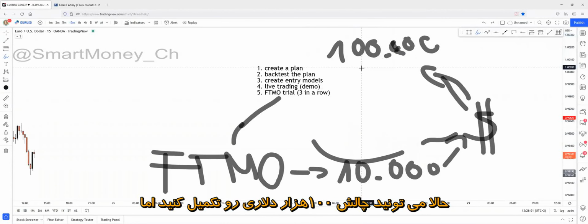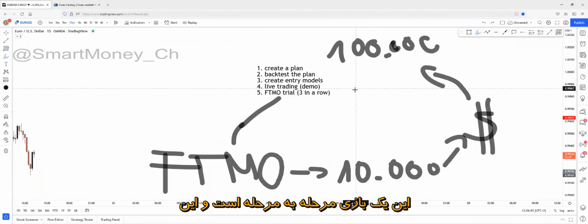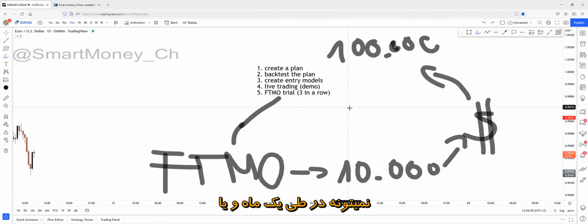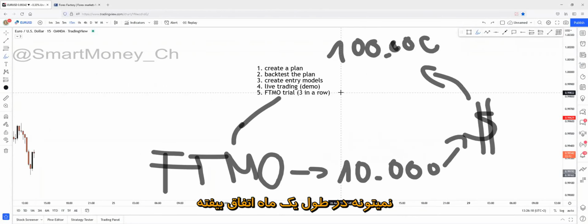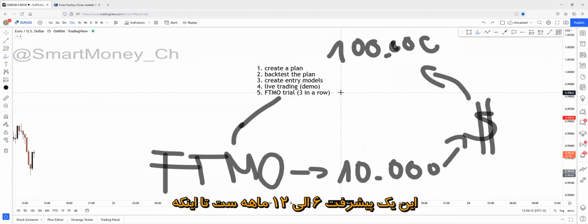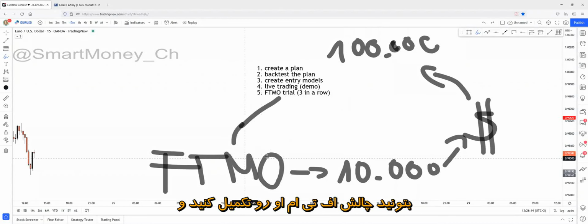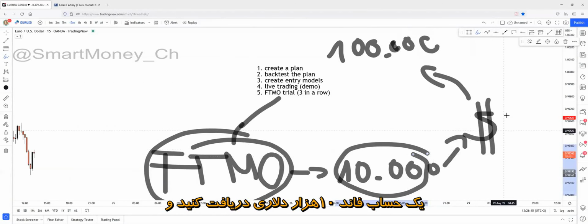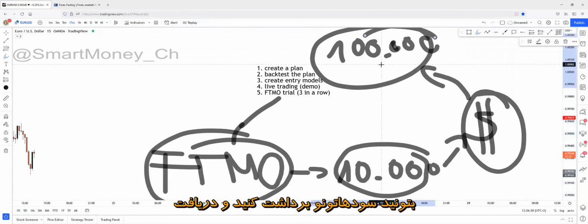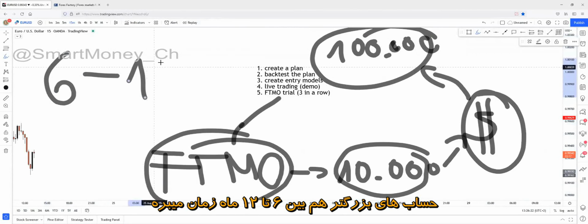Now you can complete the 100K. But this is really a step-by-step game, and this can be happening in 1 month or 1 week. This is like a 6 to 12 months progress. To complete the FTMO and be funded on a 10K account and to get payouts and to complete a higher account takes around 6 to 12 months.